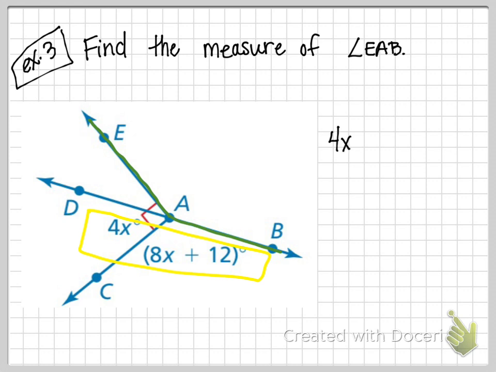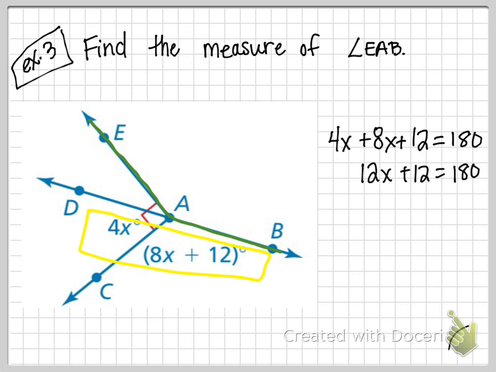We can find what x equals because we know that if we add those two angles, 4x plus 8x plus 12, they have to equal 180 because they create a straight line, right? What's 4x plus 8x? 12x plus 12 equals 180. Now let's get x by itself.